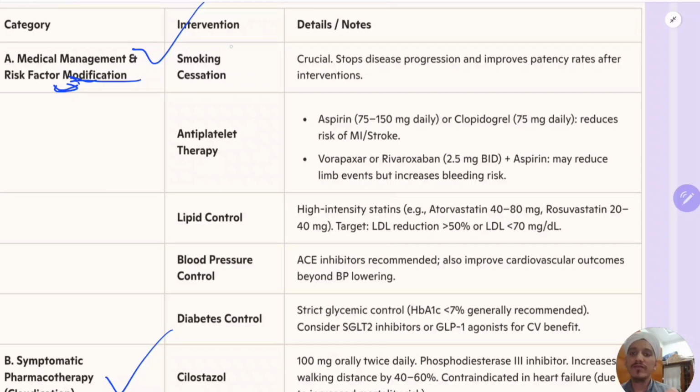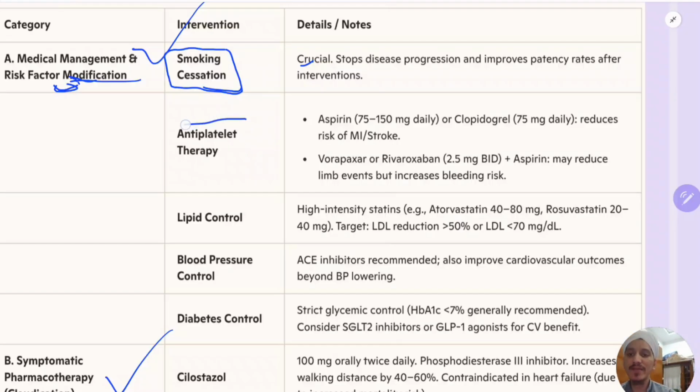Okay, so number one is smoking cessation. This is very important. It stops disease progression and improves patency rates after interventions. And one thing we have learned, smoking is the one important factor which is responsible for treatment failure in these patients. That's why smoking cessation is very important in these patients.